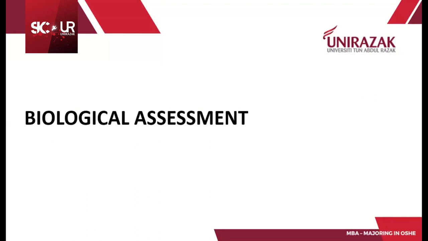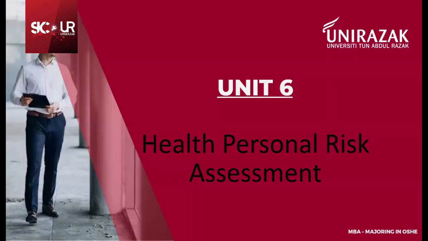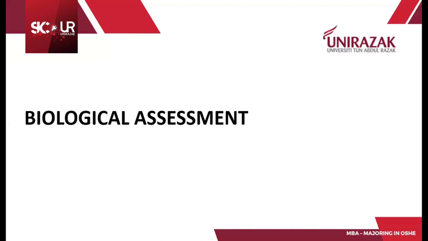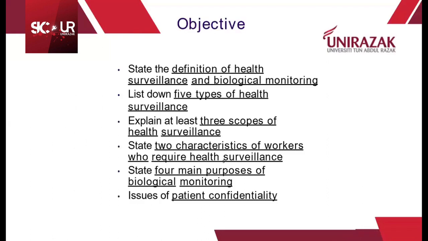Alright, so kita continue dulu dengan this topic about health personal risk assessment. So, a part of kita ada biological assessment. So, state the definition of health surveillance and biological monitoring. List down 5 type of health surveillance. Explain at least 3 scope of the health surveillance. State 2 characteristic of worker who require health surveillance. State 4 main purpose of the biological monitoring. Issue of the patient confidentiality.